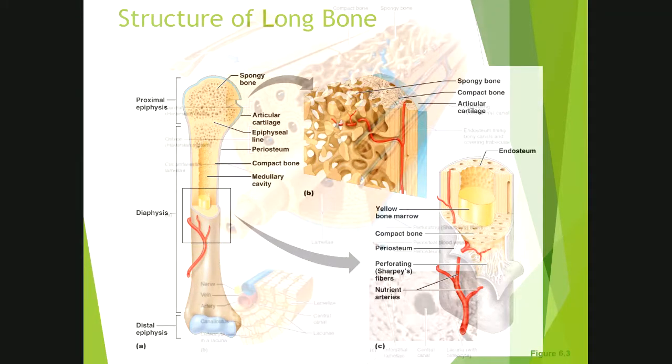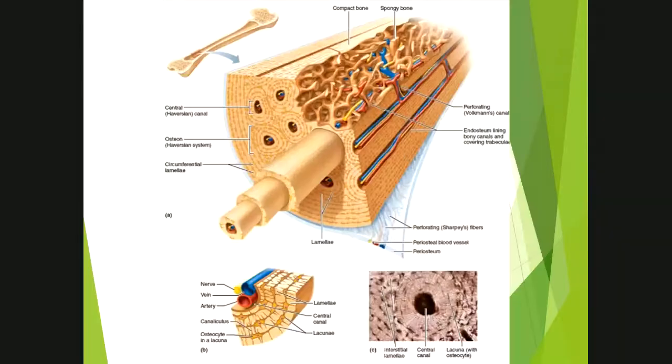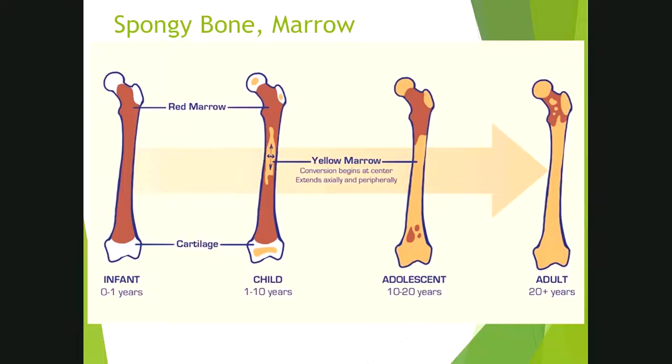So this is a picture that's in the lab book, and you can see what this long bone looks like. Here's where the marrow is. And so if you're a child, it's mostly red marrow. But as you get older, what happens is the red gets replaced with yellow. And by the time you're an adult, it's mostly yellow. And you remember, yellow is fat.